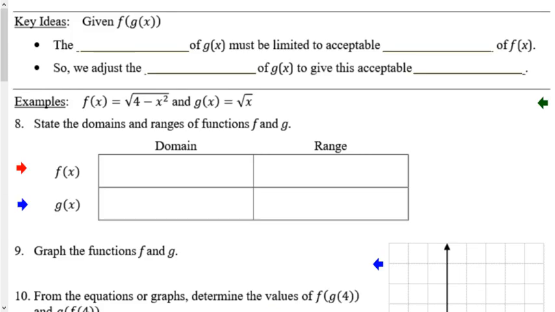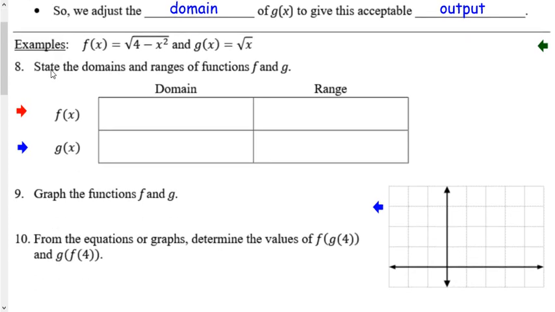Here's the key idea, and we looked at this in the previous lesson. The output of g of x must be limited to acceptable input of f of x if g of x is the inside function and f of x is the outside function. Okay, so we need to have this statement here to begin with. g of x is the inside function. So we adjust the domain of g of x to give this acceptable output. In that previous question, it was fairly straightforward. This question, domain will be a little bit more challenging.